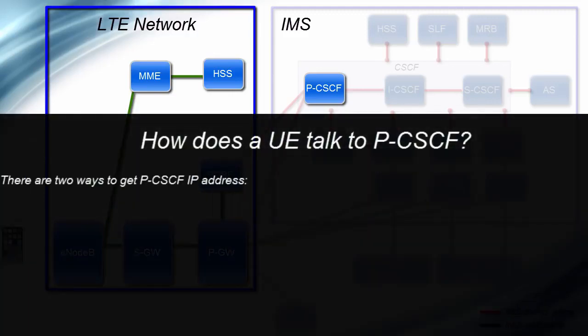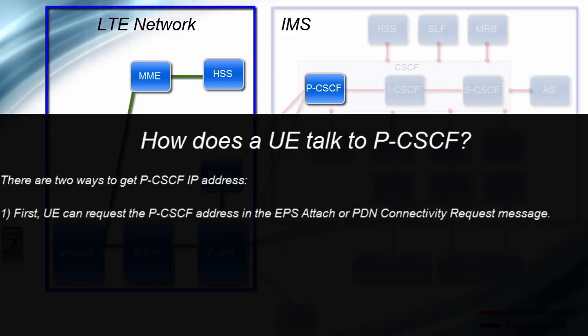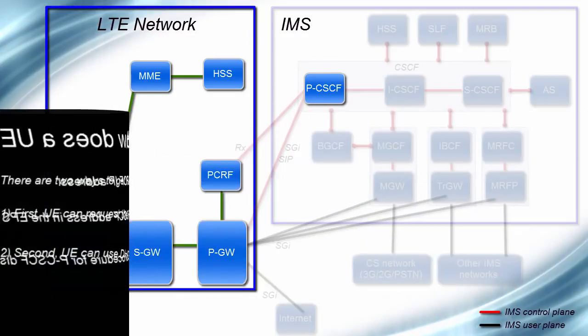There are 2 ways for an UE to get IP address of PCSCF. First, UE can request the PCSCF address in the EPS attach or PDN connectivity request message, and PDN gateway will send the PCSCF address to the UE in PDN connectivity accept message. Second way is, UE can use DHCP procedure for PCSCF discovery. In this case, PDN gateway acts as DHCP relay agent, relaying DHCP messages between UE and DHCP server.